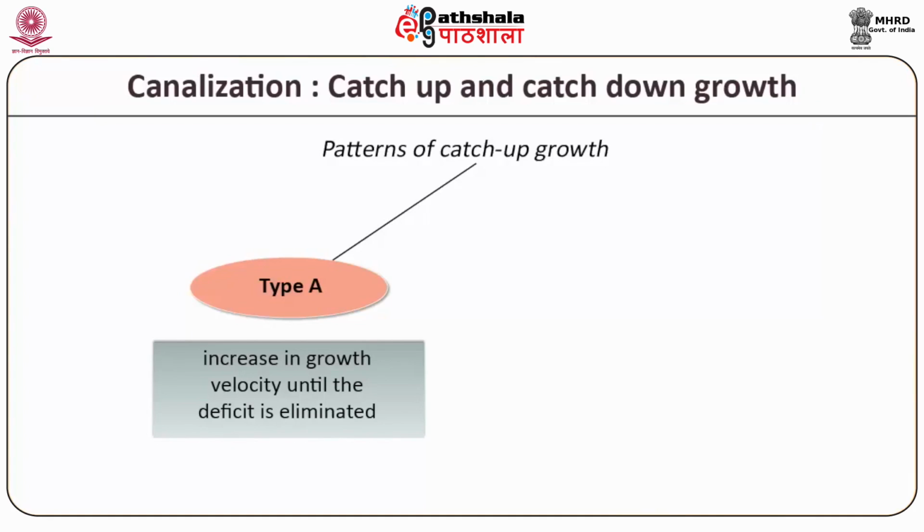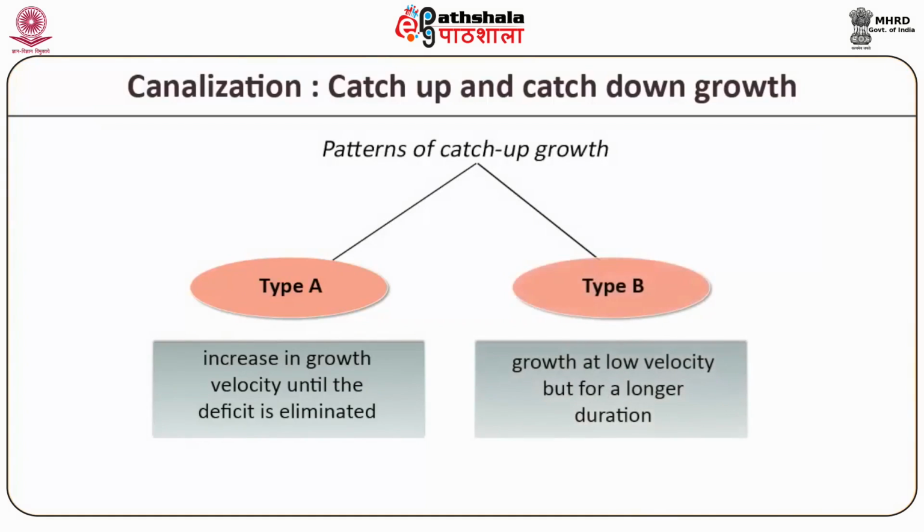Such patterns are common in infancy and childhood when a child recovers from starvation or illness. The Type B pattern shows growth at low velocity but for a longer duration, which may extend beyond the usual age, with a delay in the onset of puberty.